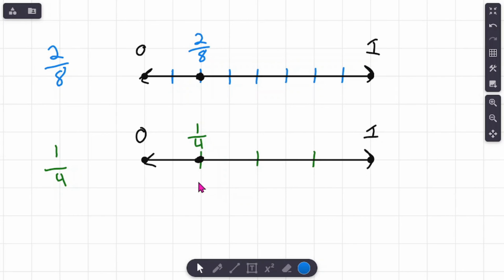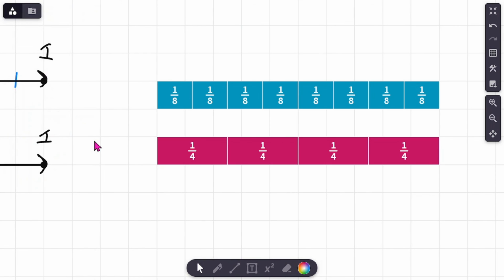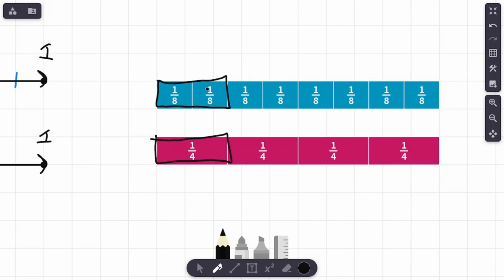Are they equal distance to 0? Are they an equal distance to 1? Well, are they? Let's look at some fraction bars and see what they tell us. All right, here are some fraction bars. We are talking about 2/8 and we're talking about 1/4. Well, here's 1/8, 2/8. So here's 2/8. Here's 1/4. Notice they are the same size.